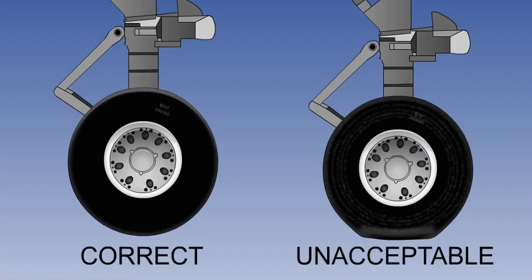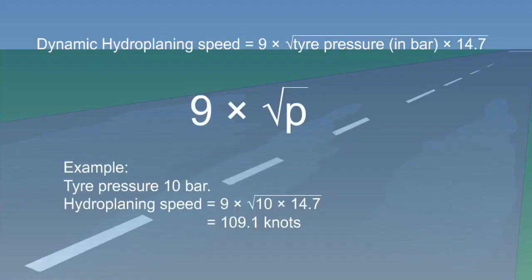It is worth knowing that incorrect tyre inflation pressures or badly worn tyres will have a serious effect on the hydroplaning speeds. Therefore, it is good airmanship to ensure that aeroplane tyres are in good condition, have adequate tread and inflated to the correct pressure. If the tyre pressures are quoted in bar, the value should be multiplied by 14.7 to obtain the equivalent in psi before doing the calculation.